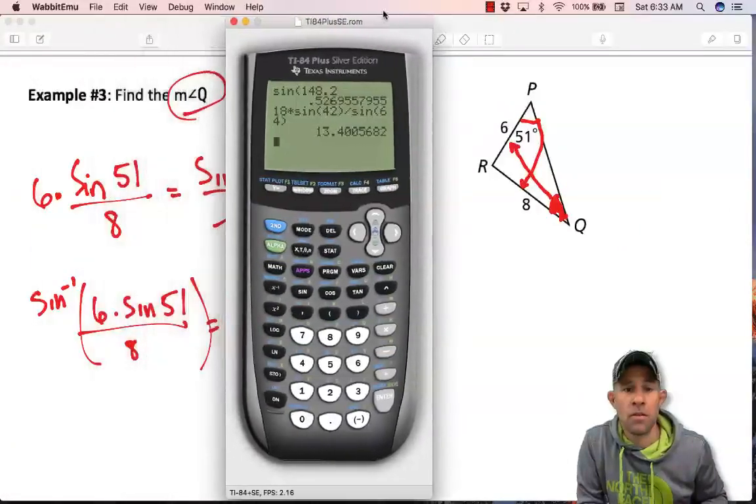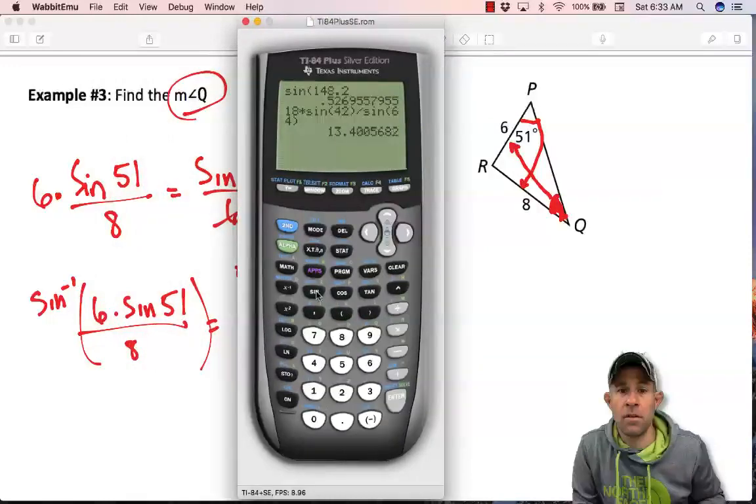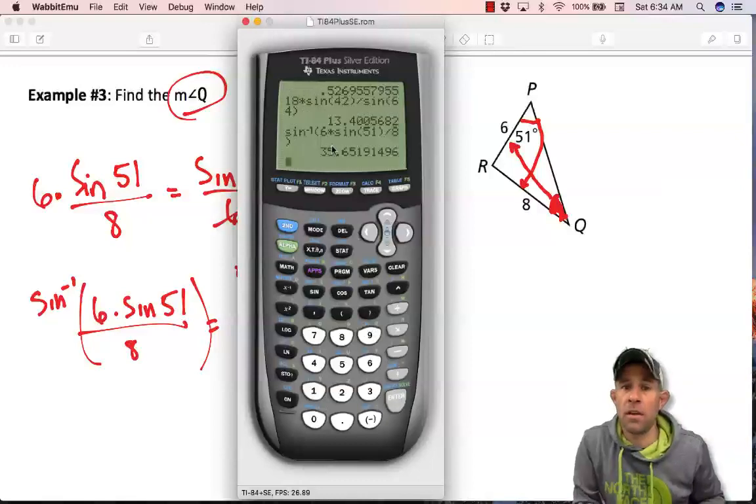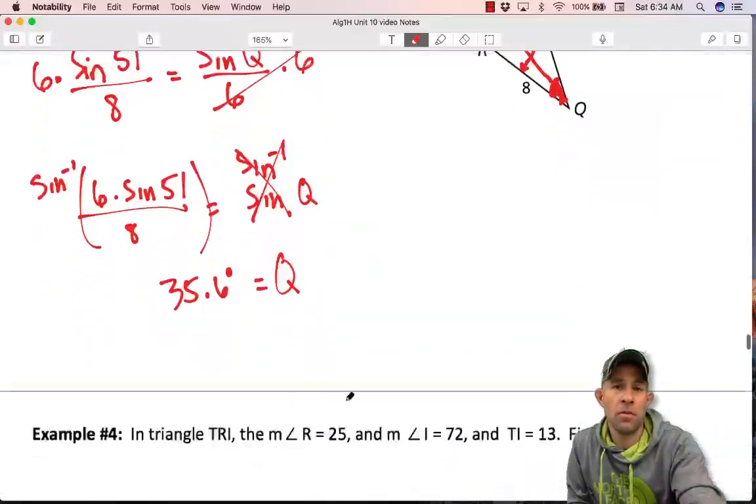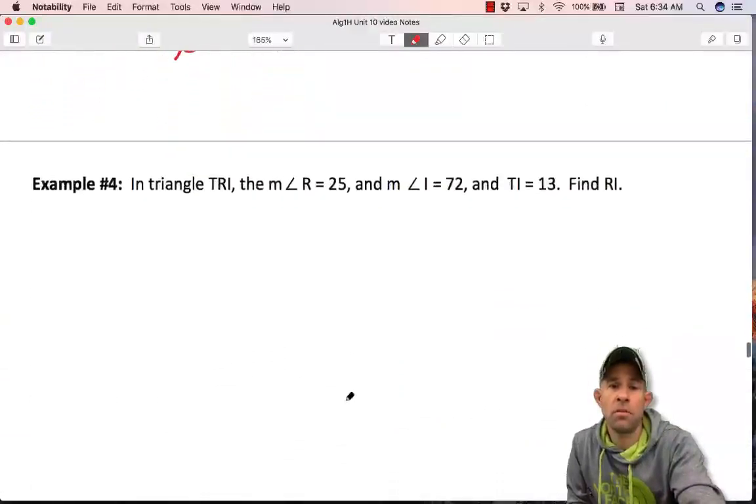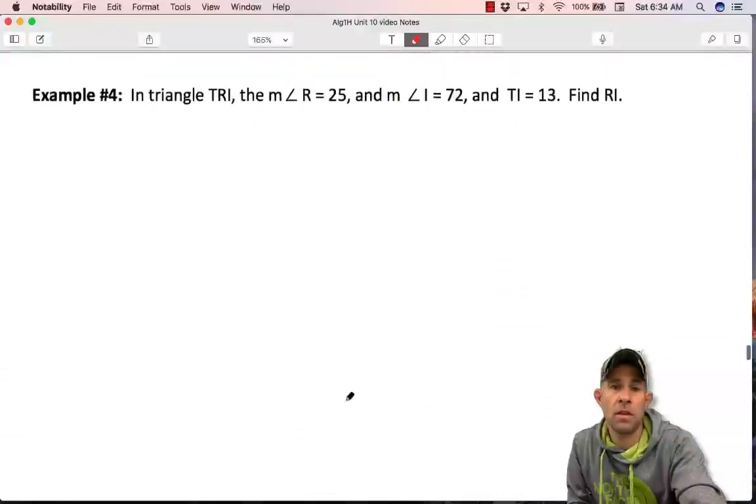So I'll slide this over here, and I'll take second function sine, there's my inverse sine, of 6 times sine 51, close up my parentheses, divide by 8, close up my parentheses again, and I can press enter, and I'll get 35.6 degrees. All right, so there's an example of using the law of sines to find both a measure of an angle and the length of a side.